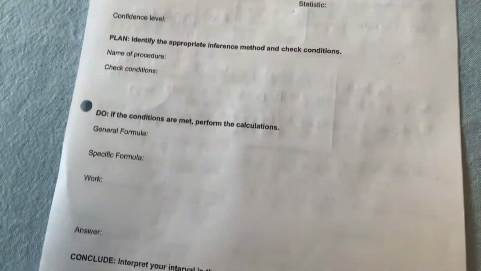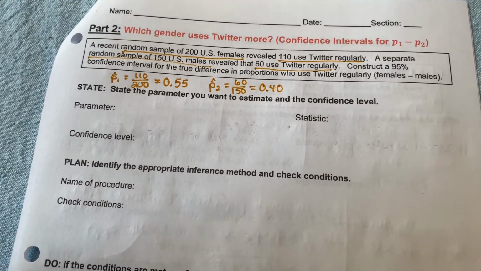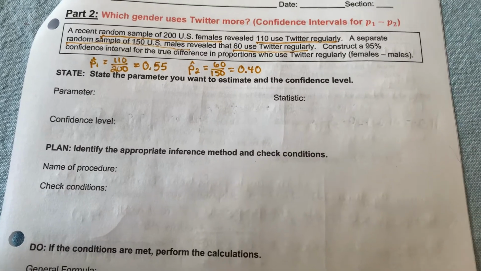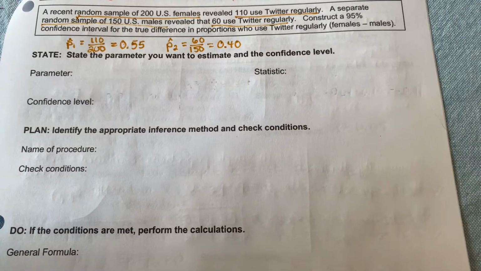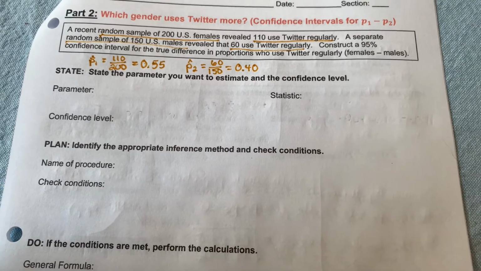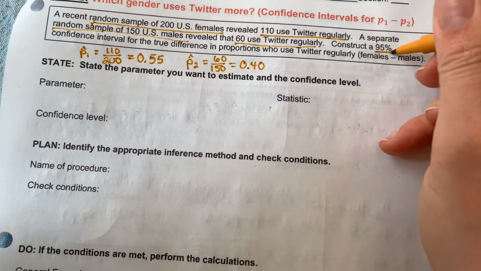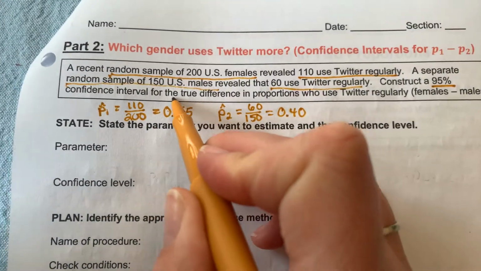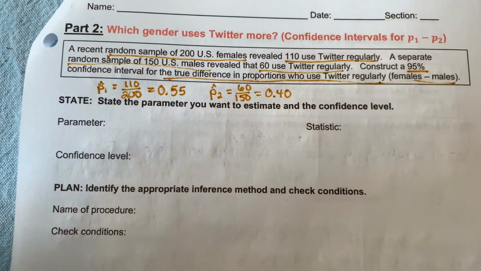I can already tell I have some evidence that the proportion between males and females is different, or even some evidence that the proportion of females is higher. I could determine whether I have convincing evidence with a test, but it actually didn't ask me for that. It asked me for a confidence interval. So we're going to do that. It says to use a 95% confidence level, and it states my parameter right here, the true difference in proportions who use Twitter regularly between females and males.